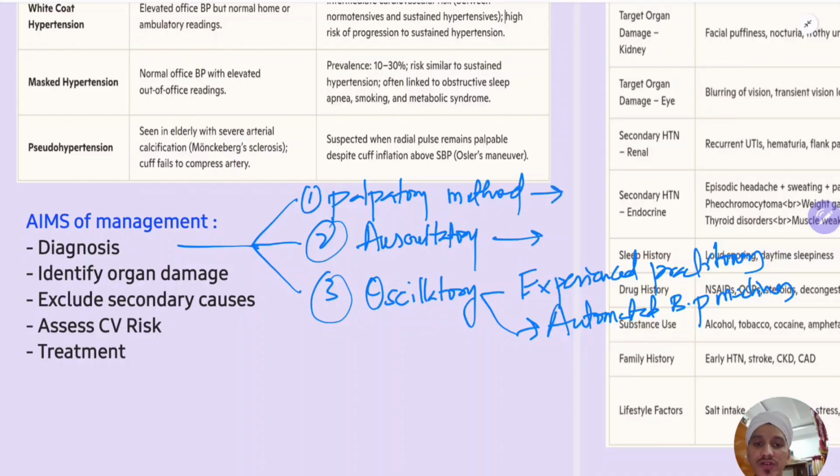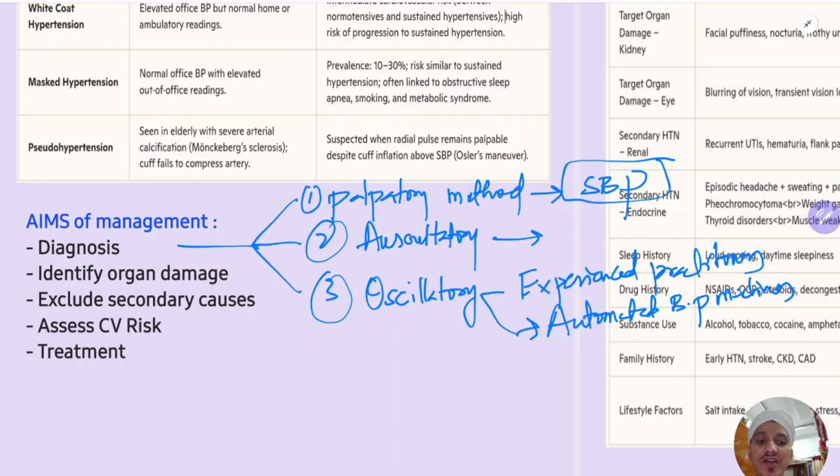In palpatory, what do you do? You tie the cuff to the patient's right arm or left arm, so that the cuff should cover 80% of the circumference of the arm, and it should be one or two fingers breadth away from the middle crease of the cubital fossa, and you inflate the cuff, and simultaneously you palpate the radial pulse. The point at which the radial pulse disappears, the reading in mmHg, is nothing but the SBP. So by palpatory method, you can detect only systolic blood pressure.